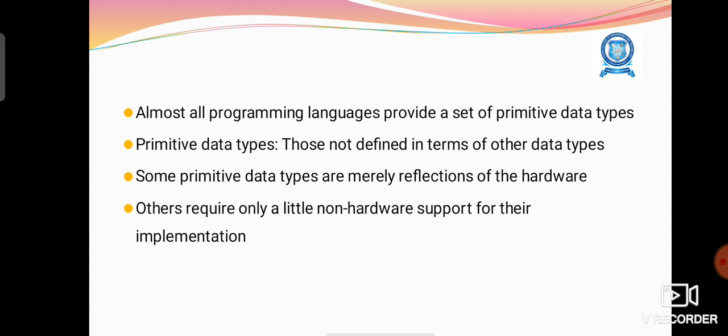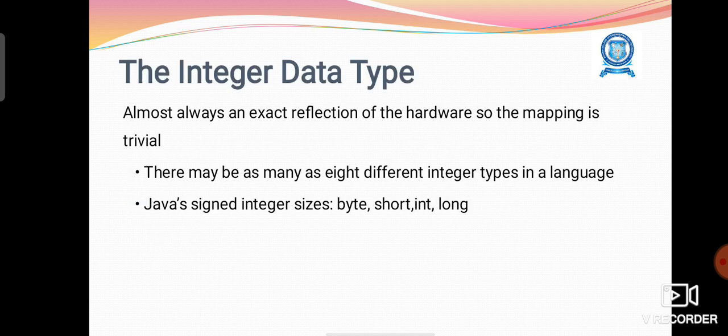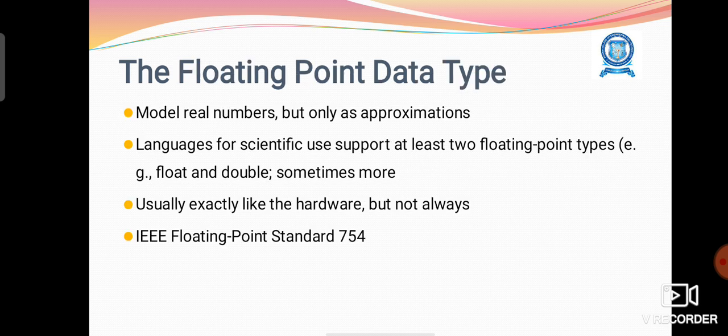Almost all the programming languages provide a set of primitive data types. Some primitive data types are merely reflections of the hardware. Integer data type. Almost all the languages support integer data types, and the integer will have further types like byte, short, int, long. Floating point data type may be of two types, float and double. Most of the languages support floating point data types.